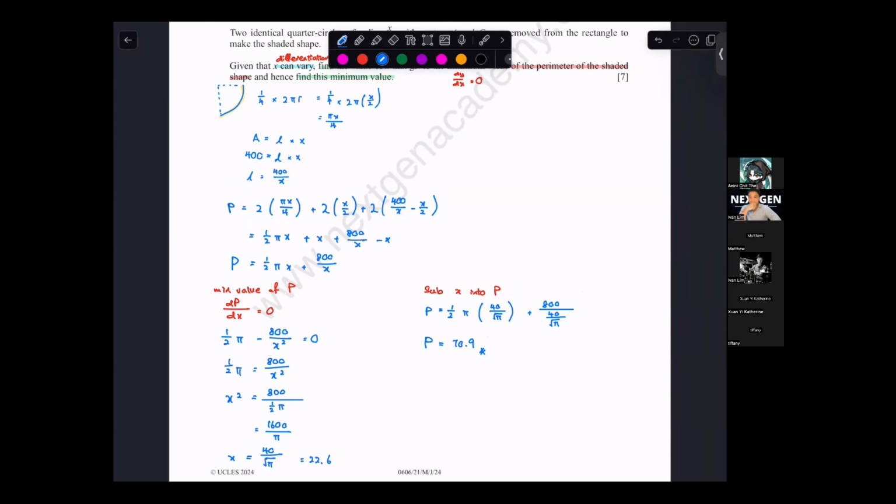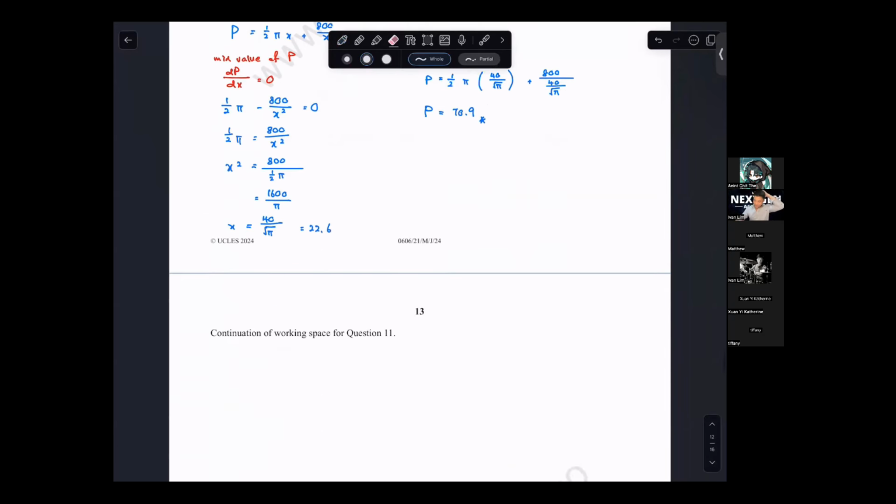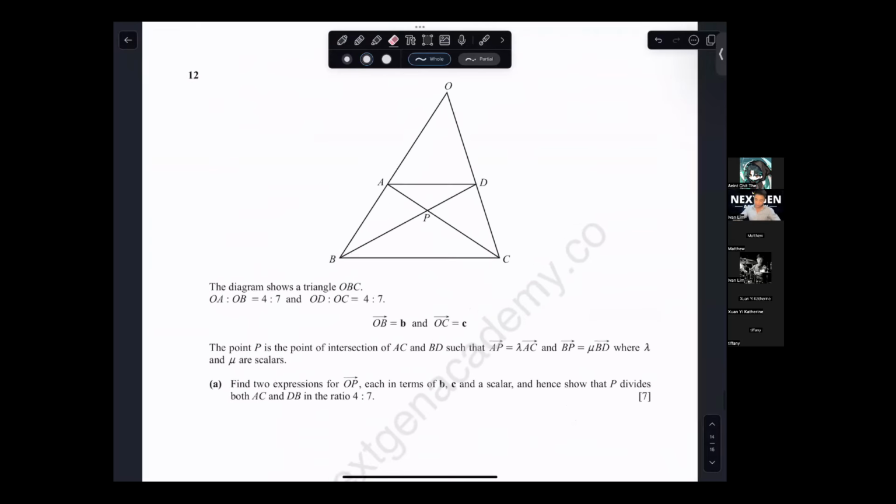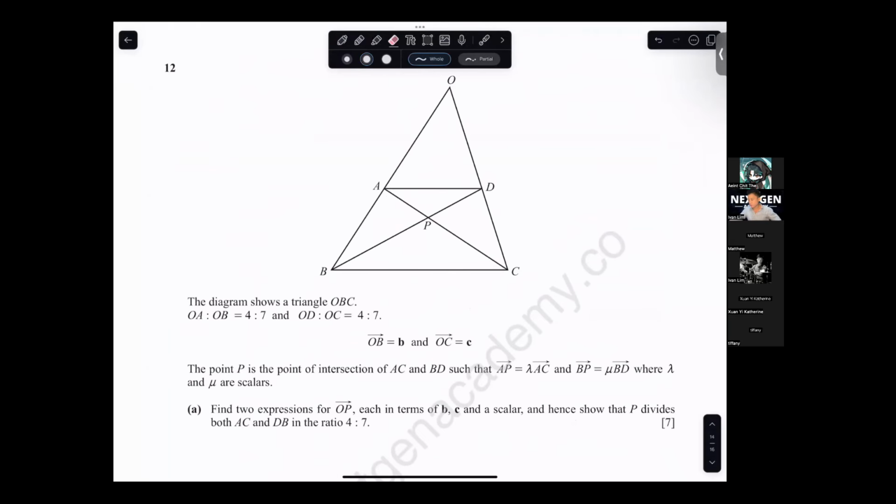All right, are you all ready for the last one for today? Okay, ready, steady, go. Let's go. Okay, let's go to question 12. Question 12, anyone got stuck?